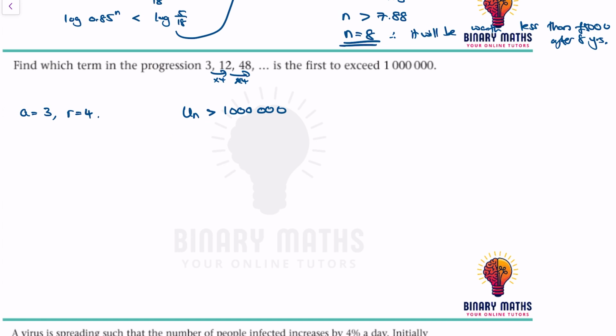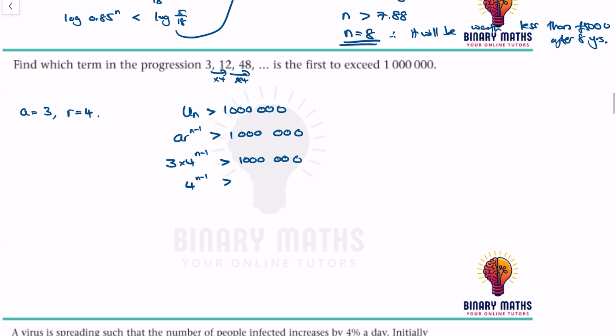Okay, let me just write the formula. So when is A R to the power of n minus 1 greater than 1 million? So when is 3 times 4 to the power of n minus 1 greater than 1 million? So first thing we need to do is divide by 3. So 1 million divided by 3, which means 4 to the power of n minus 1 is greater than 333,333.3 recurring.